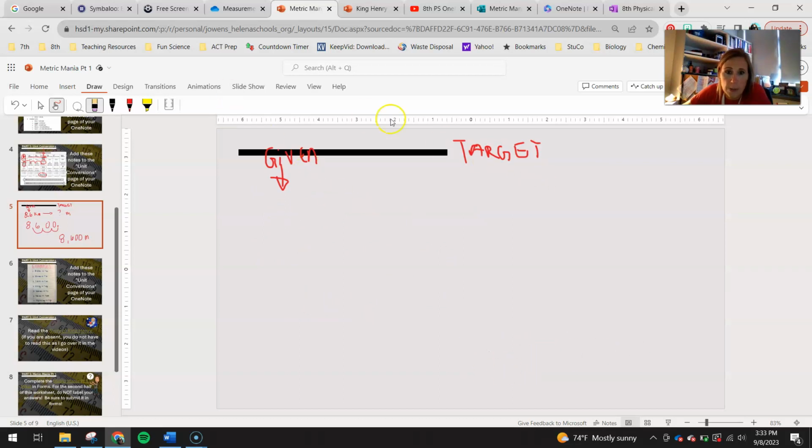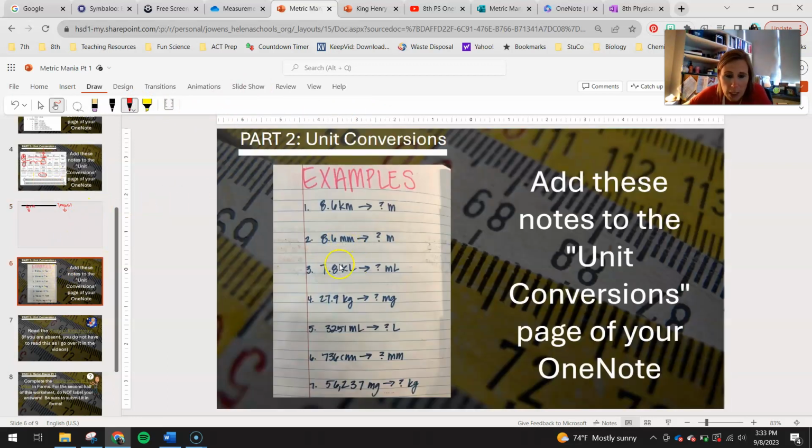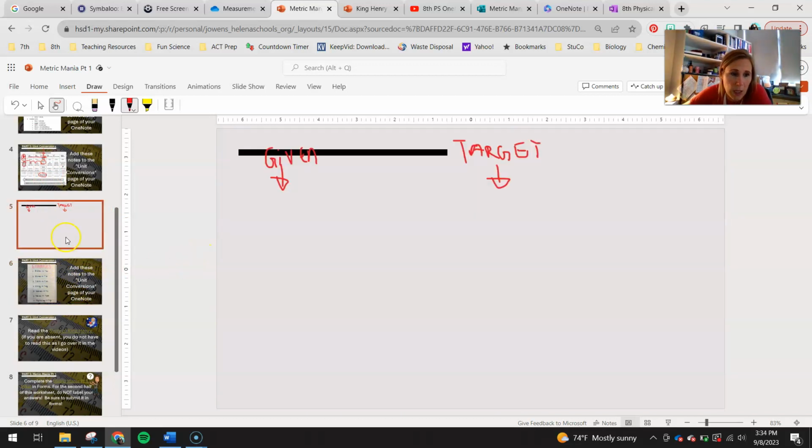All right, for my next one, my given is going to be, let's see here, I'm going to kind of skip and do just a couple examples. Let's do 27.9 kilograms is how many milligrams? So we're going to be doing a little bit of a bigger conversion here.